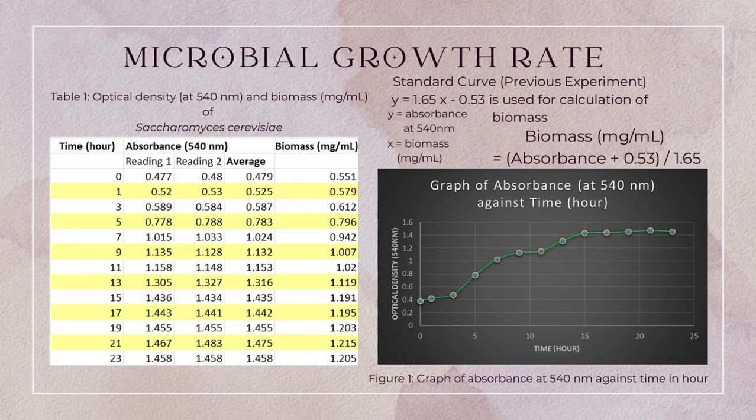The linear equation y equals 1.65x minus 0.53 is used for calculation of biomass, where y represents the absorbance at 540 nanometer and x represents the biomass in milligram per mil. I rearranged this equation, and biomass equals absorbance plus 0.53, which is the y-intercept, divided by the slope, which is the gradient. The value is 1.65. Figure 1 shows the graph of absorbance at 540 nanometer, which is the OD, against time in hour.